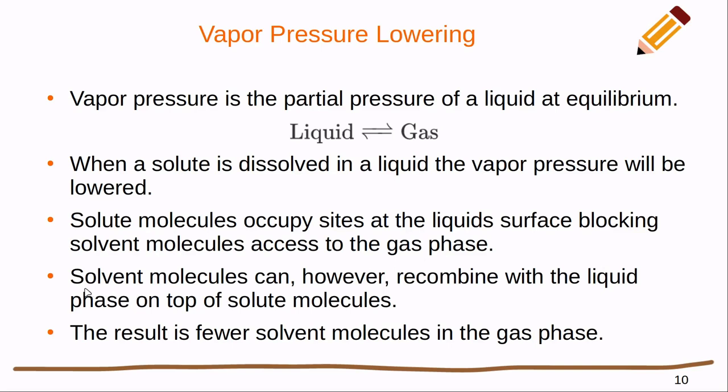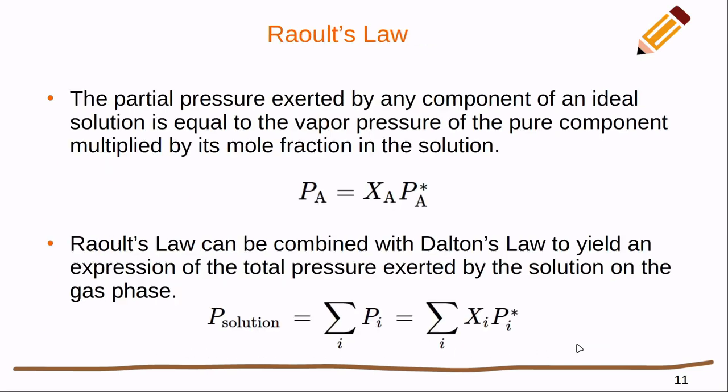What can still happen, though, is that solvent molecules can recombine with the liquid phase on top of the solute molecule. So it's not preventing the gas molecules from coming back in, all right? It's only preventing the liquid molecules from escaping. So the overall net result is fewer solvent molecules in the gas phase.